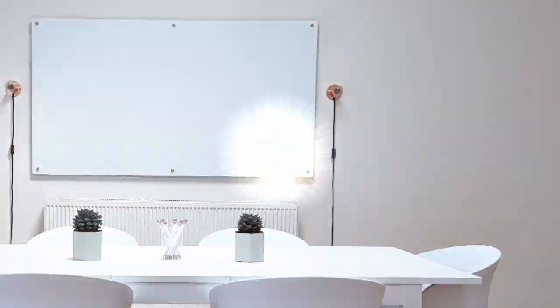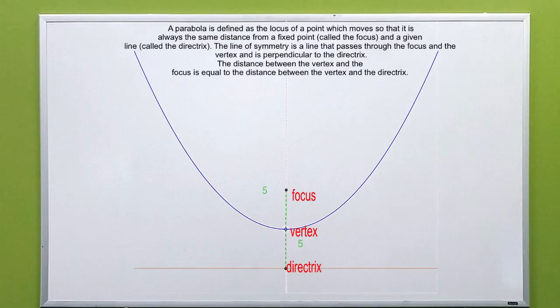Now, let's dive in deeper to our discussion. A parabola is defined as the locus of a point which moves so that it is always the same distance from a fixed point called the focus and a given line called the directrix. The line of symmetry is the line that passes through the focus and the vertex and is perpendicular to the directrix. The distance between the vertex and the focus is equal to the distance between the vertex and the directrix.